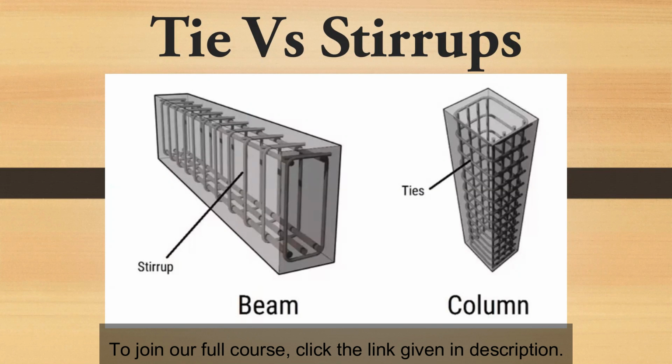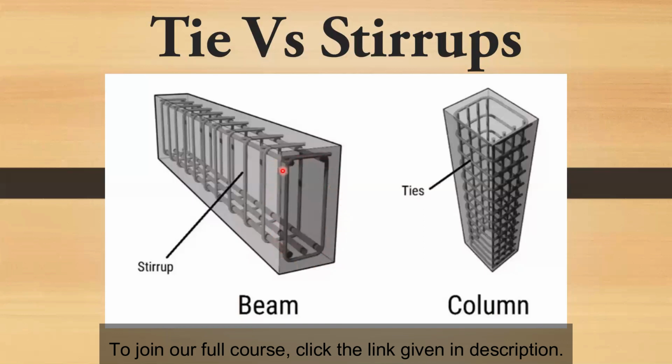So, what are we going to learn today? Today, we will learn what is the difference between tie and stirrup. So you can see we have two images over here. One is of beam and the other one is of column. And you can see in both the beam and the column we have a reinforcement around the main reinforcement that is holding the main reinforcement.